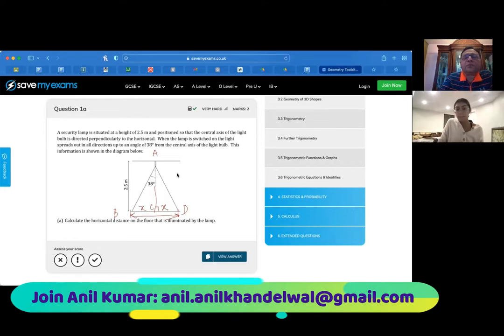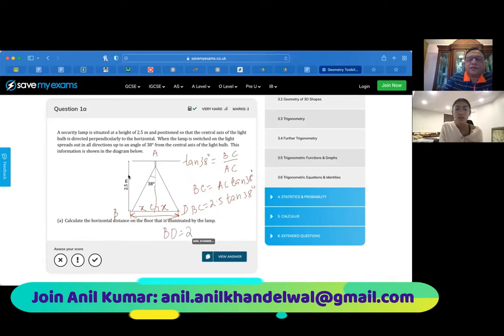Right. Since we are looking at the opposite and adjacent sides, I can write that tan of 38 degrees is equal to BC over AC, right? And AC is given to us, so we can find what BC is. BC is AC times tan 38. AC is just our value of 2.5 meters because it's perpendicular. Plug it in and find the answer, please. So that is BC. However, the total distance is BD, which is twice BC. So what answer do you get? We'll multiply that by 2.